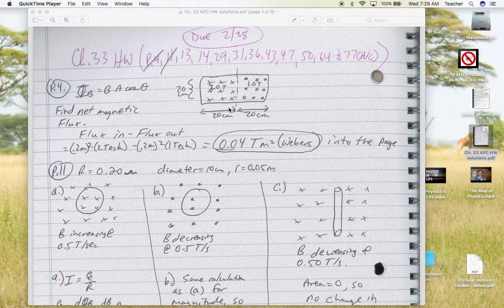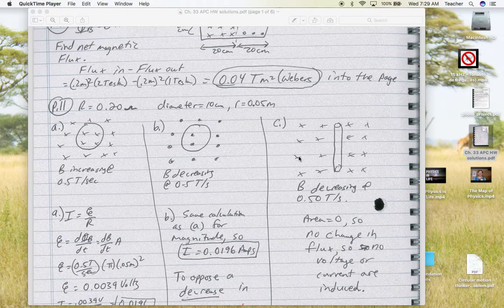Chapter 33 homework. It's on electromagnetic induction. So problem 4, saying find the net flux. Well, this is 2 Tesla into the page. This is 1 Tesla out of the page. The area of each of these is 0.04 square meters. So essentially I could take the net flux. So that's kind of what I did here, and got 0.04 Tesla meters squared, or 0.04 Webers, and that's into the page.